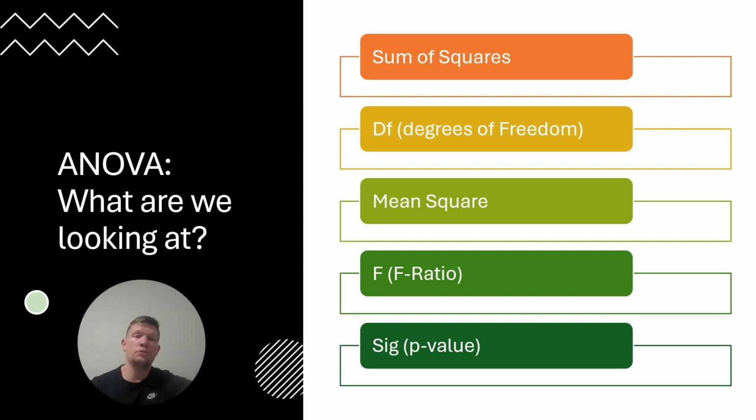Okay, so when we do ANOVA testing on SPSS, we're going to be given two different tables. The first one is going to be giving us different values and variables and all sorts of good stuff.